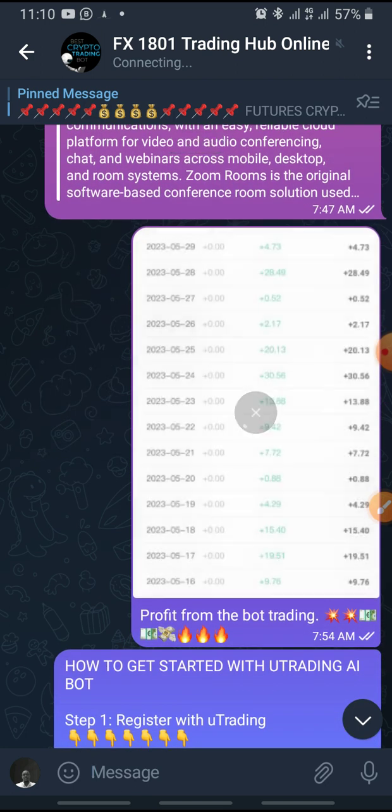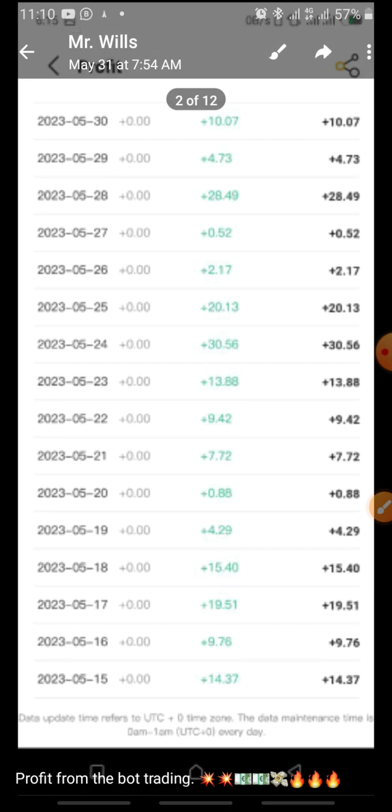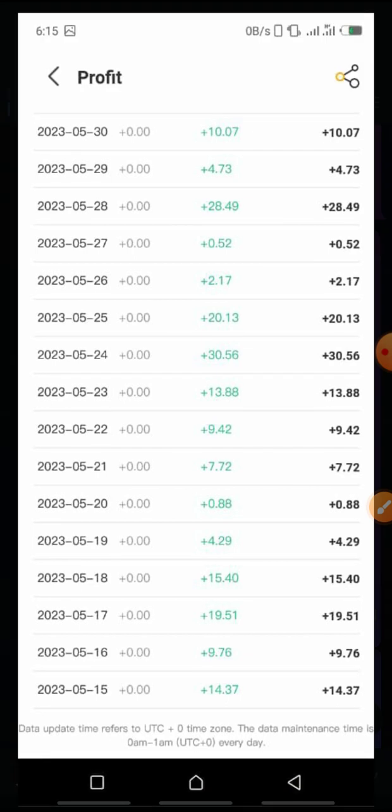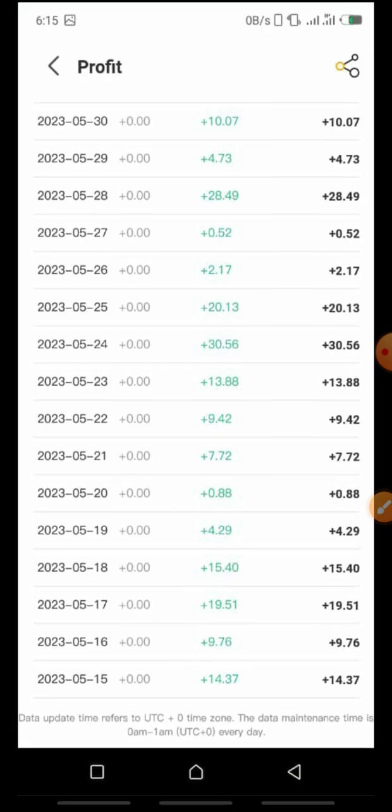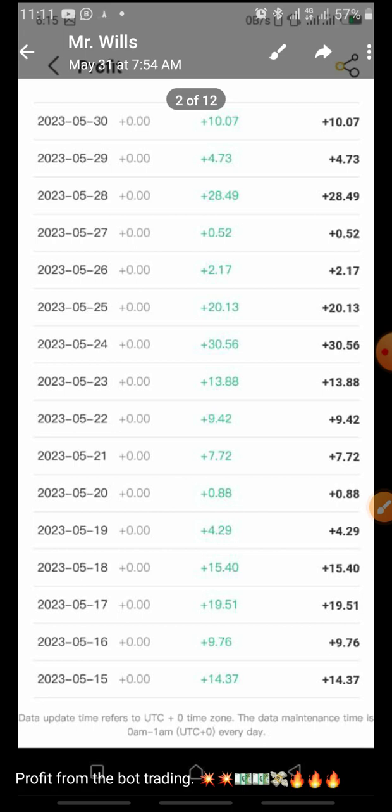Here is our bot. So these are some of the performance. You can see this one, the history started from 15th of May 2023. The $15, $14, $9, $19, 18, 4, 88 cents, 7 cents, 9 cents, 13, just like that. So gradually, consistently, the bot is dropping profits.